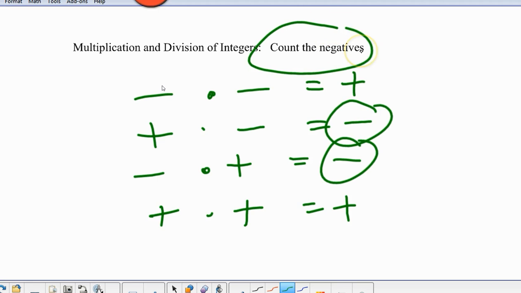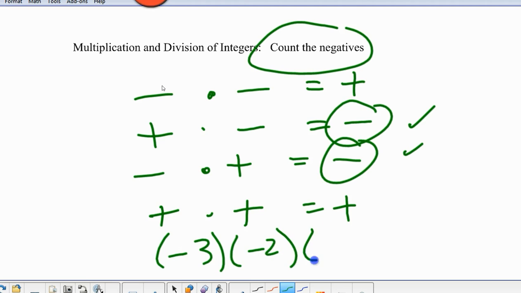So we're going to count the negatives. If there's an odd number of negative factors, then the answer is negative. If there's an even number of negative factors, like 2, negative times negative, there's 2 negatives, that becomes a positive.